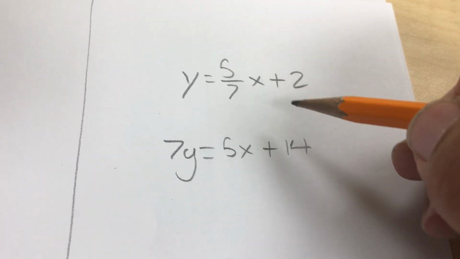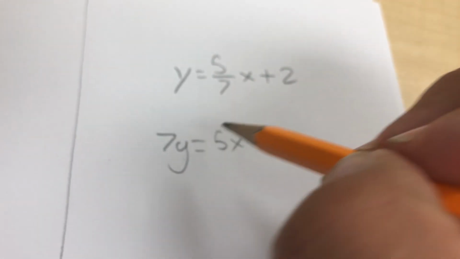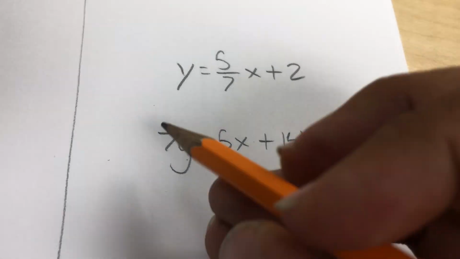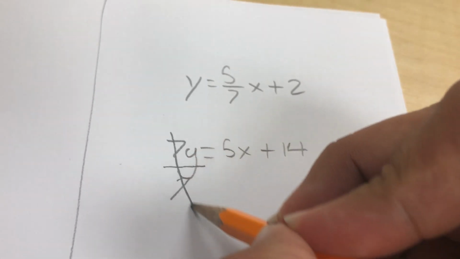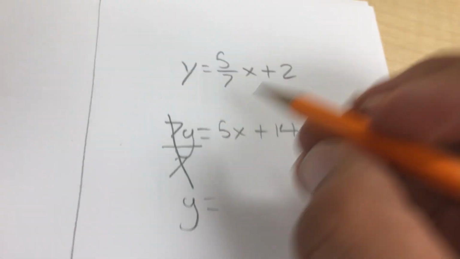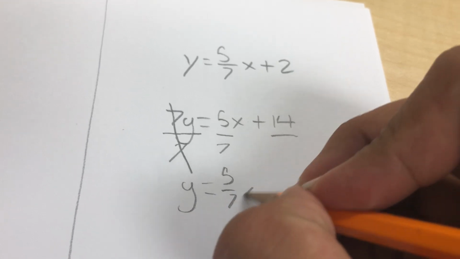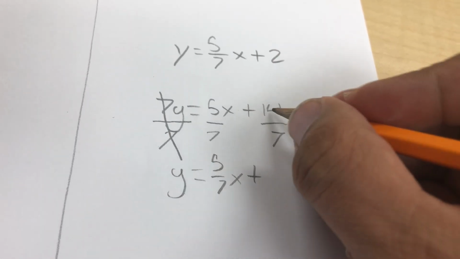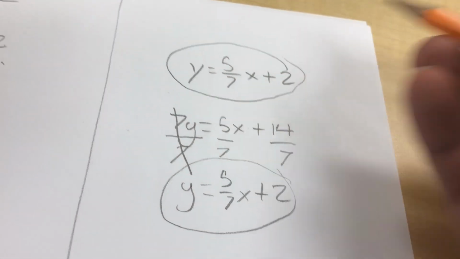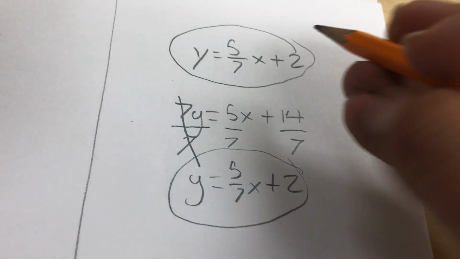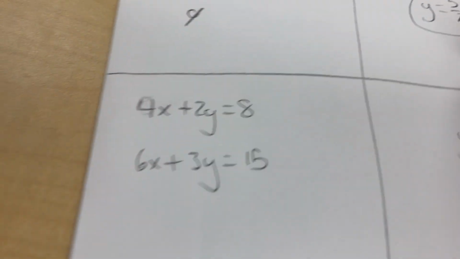Here, it's not in the correct format, so you have to figure it out. So we have to make this say y equals the slope and then the y-intercept. So we have to leave y by itself. How do we leave y by itself? We divide it by 7. 7 divided by 7 leaves you with 1y. Then you divide everything else by 7. So now you're going to have 5 over 7 x plus 2. Now you see how this is the exact same line as this? Meaning if they're the exact same line, then they're going to intersect how many times? Forever. Infinite.